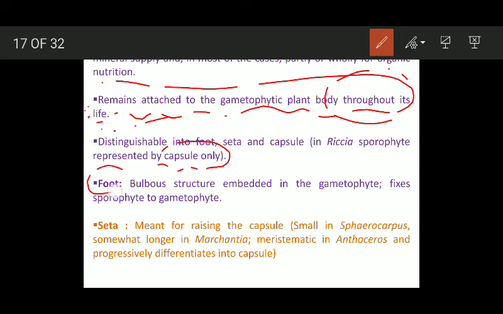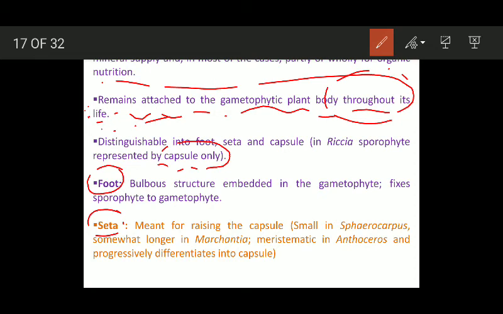Now we'll talk about the different structures of the sporophyte. First of all, foot. Foot is a bulbous structure which is embedded in the gametophyte, and the function of foot is that it fixes the sporophyte to the gametophyte. It attaches the sporophyte to the gametophyte. The second one is seta. The main function of seta is that it raises the capsule. It raises the capsule above. Okay. And this seta is small in Sphaerocarpus, which is a bryophyte, but somewhat longer in Marchantia. It is slightly longer in Marchantia.